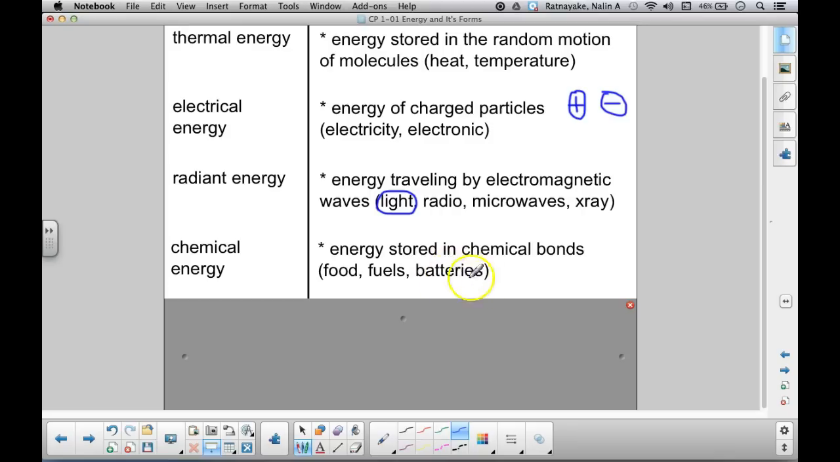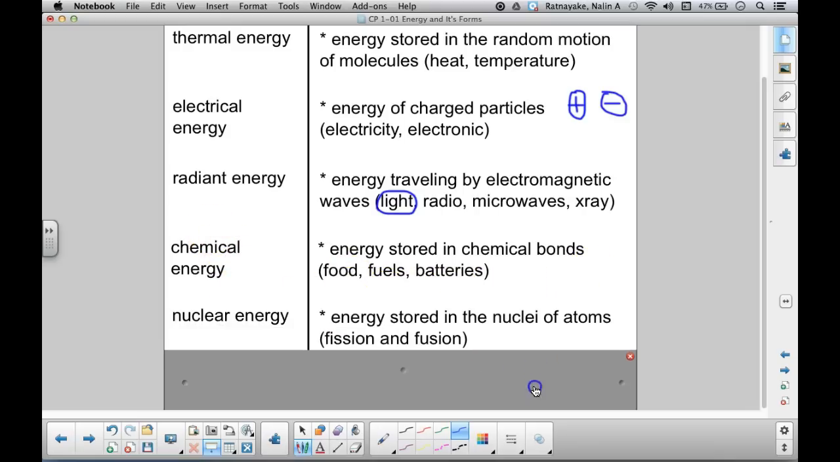Batteries are something we don't really think too much about what's inside, but if you opened up a battery, you would find a lot of chemicals inside, acids, and certain metals that move these charged particles from one place to another. That is stored chemical energy. So when we use a battery in, say, a circuit later on this year, we're going to talk about it in terms of its chemical energy. Okay? Food, fuels, batteries, chemical energy.